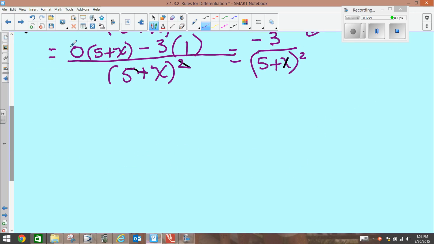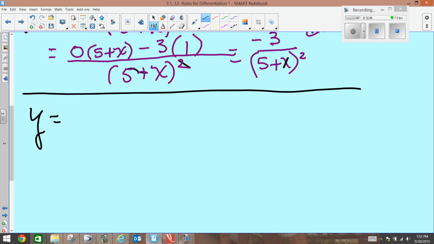All right, let's try y to be 2x minus 4, and let's do x squared plus 5 on the bottom. Okay, so we're doing y prime. So consider the top is u, the bottom is b.